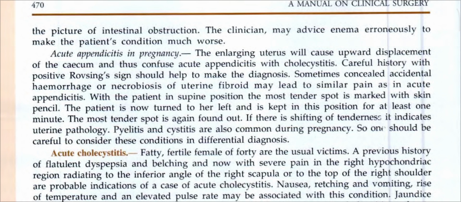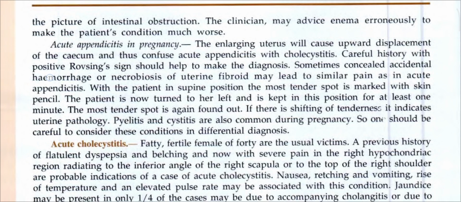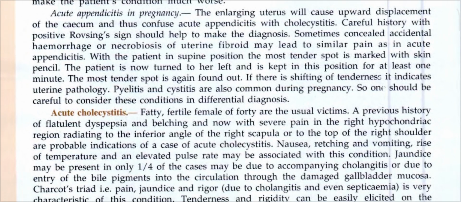With the patient in supine position, the most tender spot is marked with a skin pencil. The patient is now turned to her left and is kept in this position for at least 1 minute. The most tender spot is again found out. If there is shifting of tenderness, it indicates uterine pathology. Pyelitis and cystitis are also common during pregnancy, so one should be careful to consider these in the differential diagnosis.